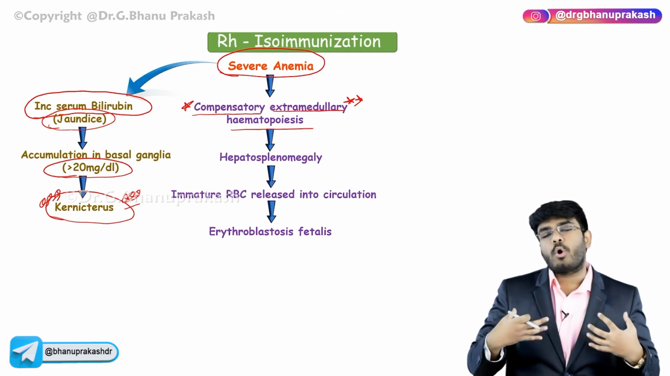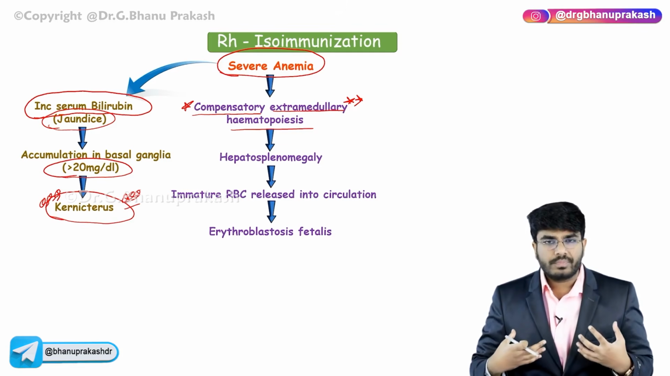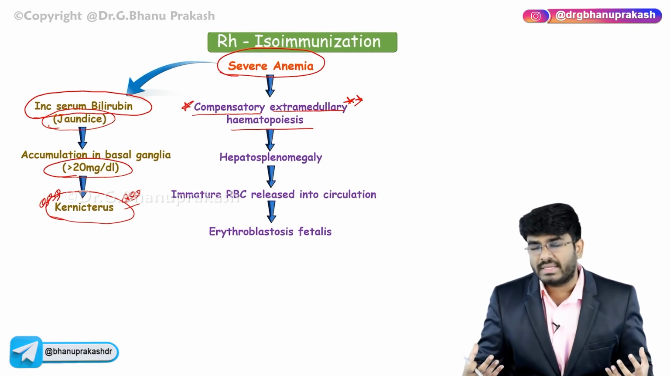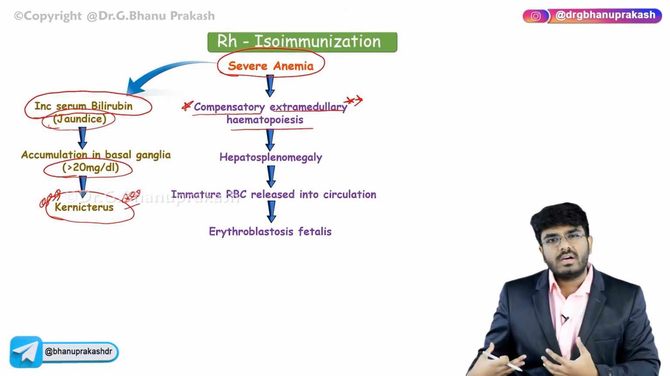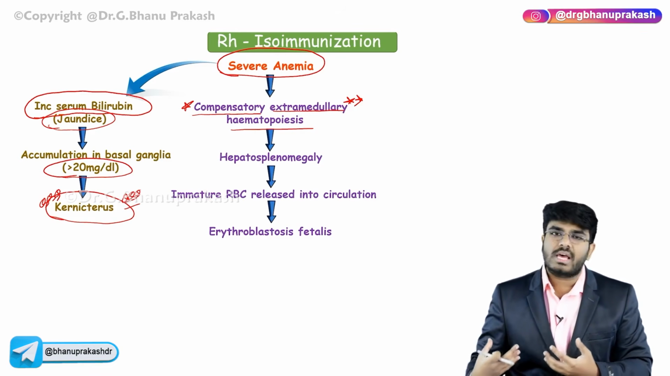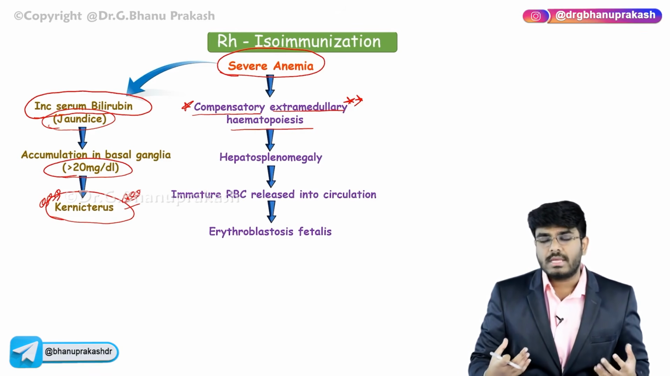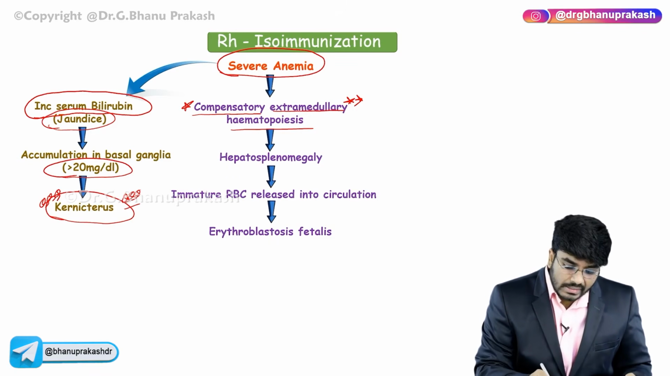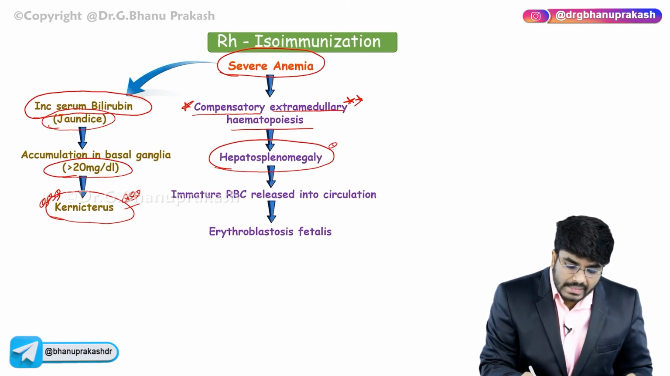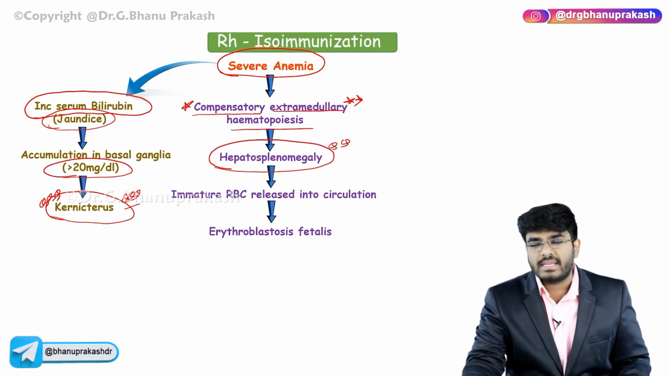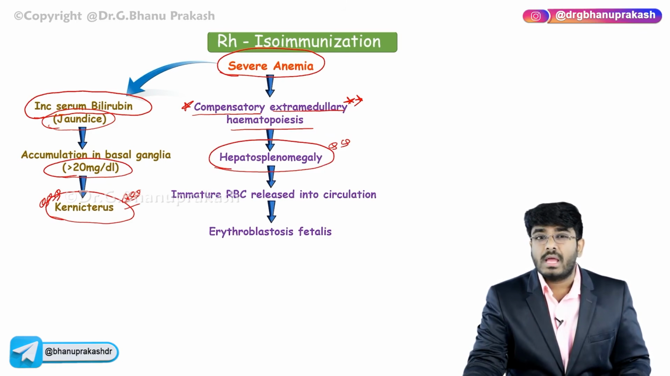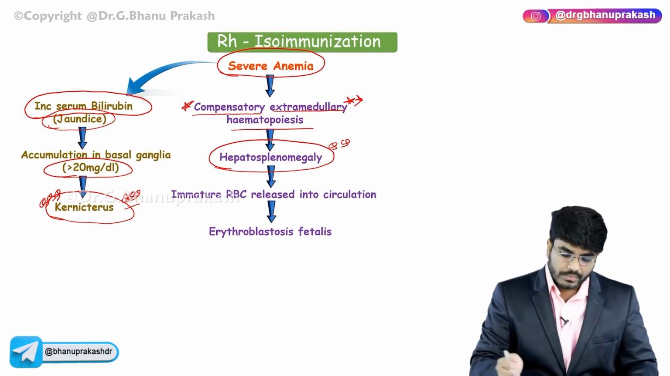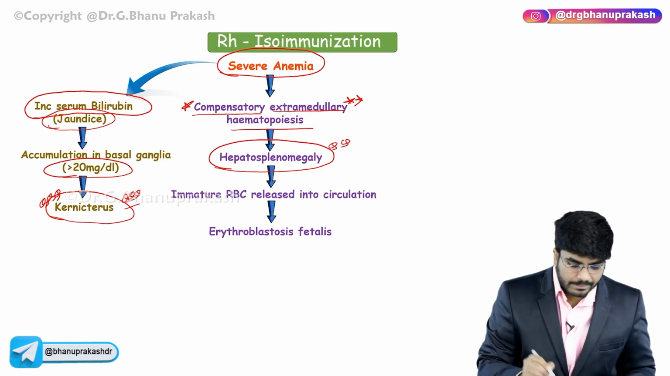So what is the baby's body trying to do? It is trying to make new RBCs from new organs with hematopoietic capabilities. What are they? Liver. Yes, we know the liver has the capability to produce RBCs. The spleen has the capability to produce RBCs. So compensatory extramedullary hematopoiesis is taking place. That leads to hepatosplenomegaly in the baby. So hepatosplenomegaly is seen in an Rh positive baby in an Rh negative mother. Yes, it's true.